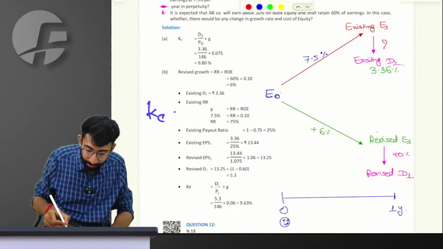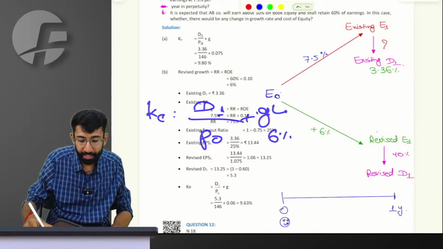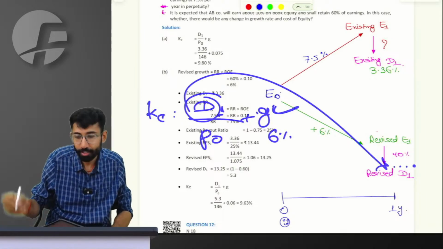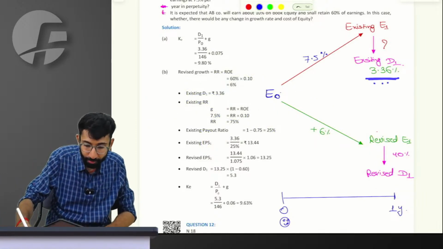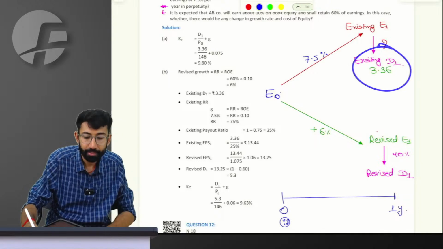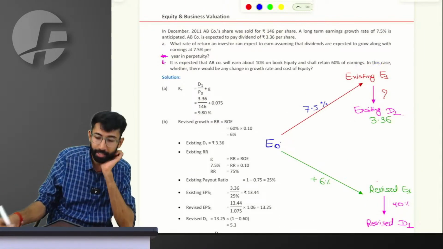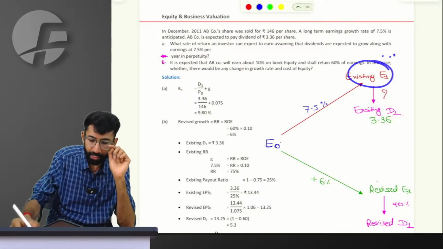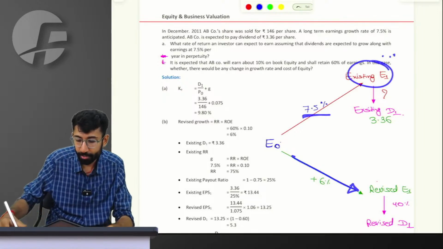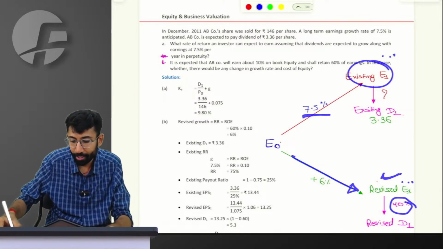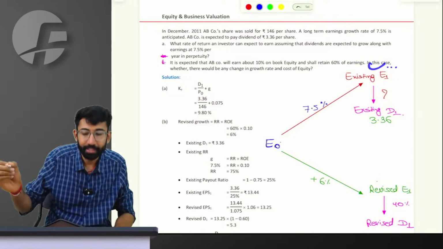So when I go to calculate KE, it is D1 divided by P0 plus G. Point is G is 6%, which has changed, but even my D1 will change. How do you calculate this D1? Let us understand. Do I have this D1, 3.36 rupees? Yes. Which means can I back calculate somehow what would be my existing E1? Because if I get existing E1, I will eliminate from that 7.5% growth and I will add 6% growth to find out revised E1, and I will find out 40% of that as revised D1. All I need now is existing E1.